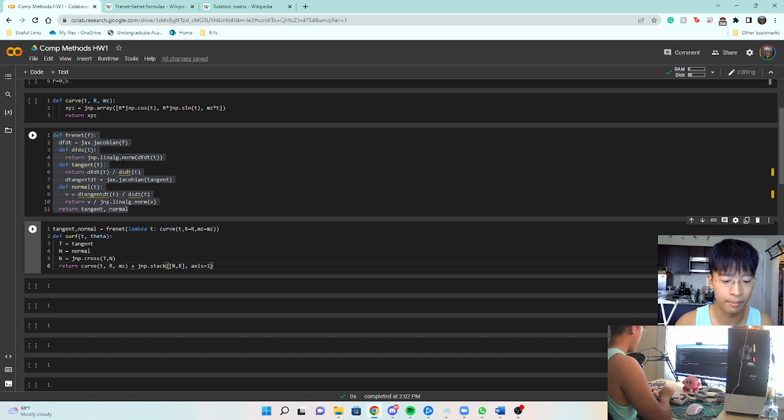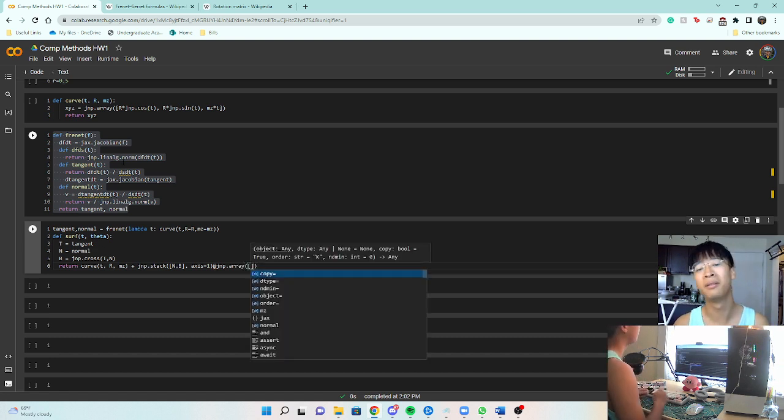Matrix multiplied by, well, we now want our vector function, jnp.array. What is our vector function? Well, I've been saying it all along, it's a circle. We're plotting a circle to go around our helical coil, and it must always be perpendicular. That perpendicularity is achieved by this matrix multiplication by a rotation matrix.